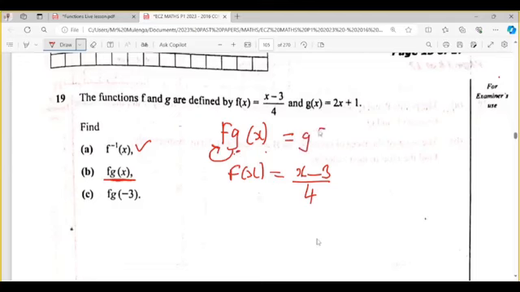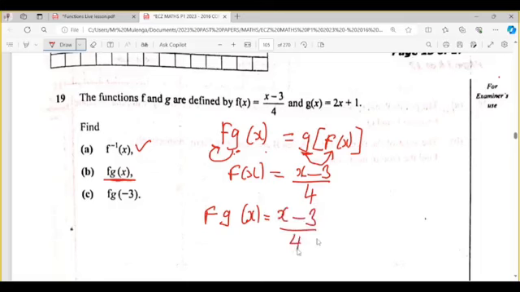That's what it means. No wonder here we are writing something like this: g, then here we have f of x. This is what it means: the function of g will be placed on the function of f. So what are we going to do? We are going to write the function of f, which is (x minus 3) over 4.